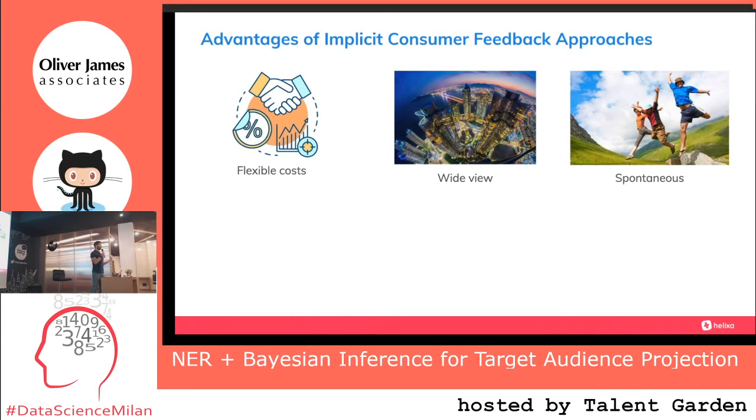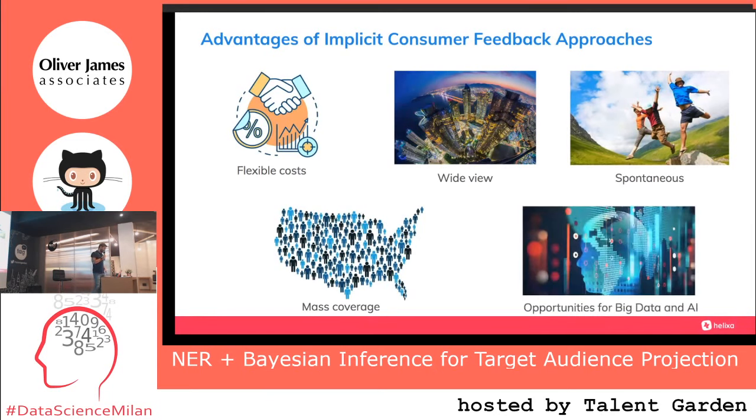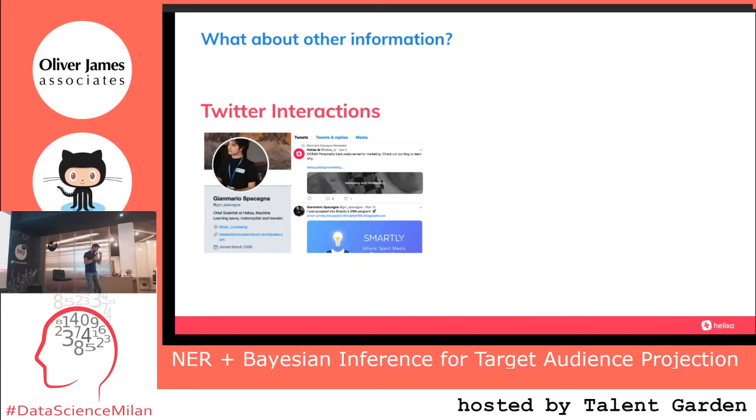It's more spontaneous, there's no response bias. There are other kinds of biases, but it's definitely more spontaneous than asking somebody, because you actually have interacted with Huawei, with Triumph. You're not asking, would you buy a motorcycle? No, you actually have interacted with Triumph, so you probably are a fan of Triumph. And you can have mass coverage. In the United States, 80% of the population is on social networks. So you can cover almost the whole population. And it definitely creates new, better opportunities for big data and AI.